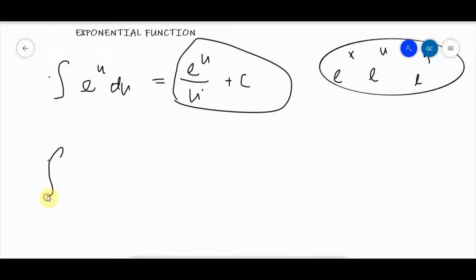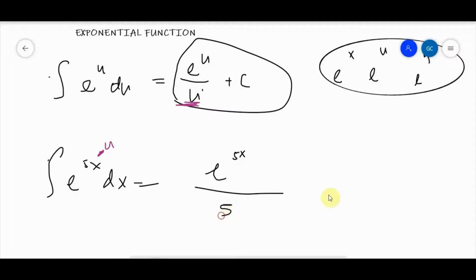Now let's try some examples. I have here the integral of e raised to 5x dx. So remember, this is our u. So we need to apply this: e raised to 5x. You copy the exponent, and then you get the derivative of the exponent. So what is the derivative of 5x? That would be 5, plus some constant c.